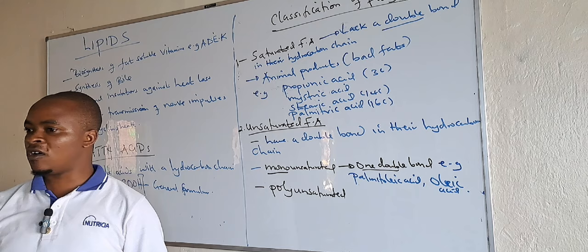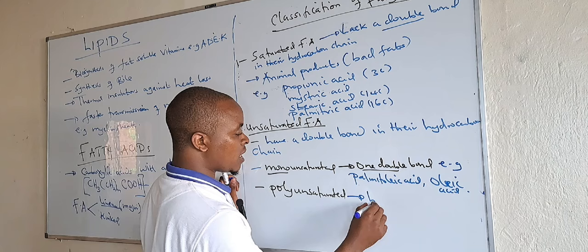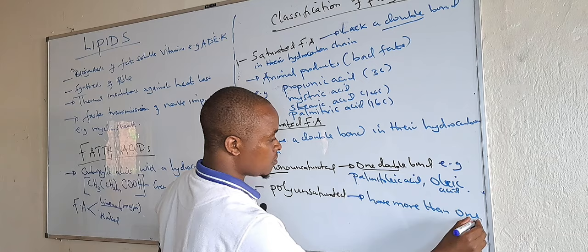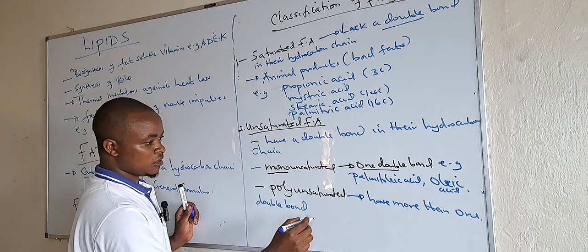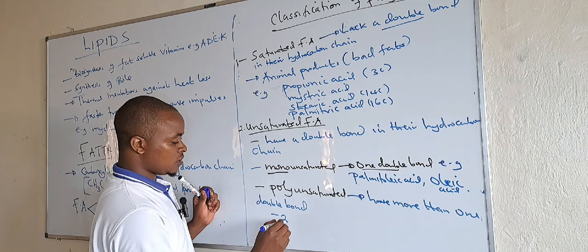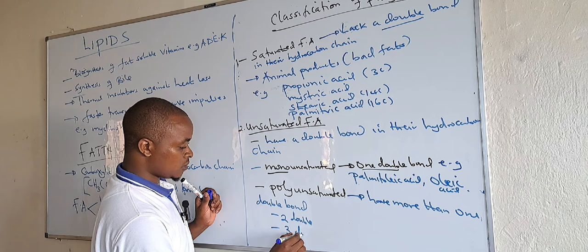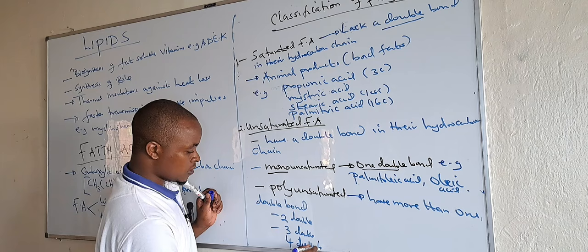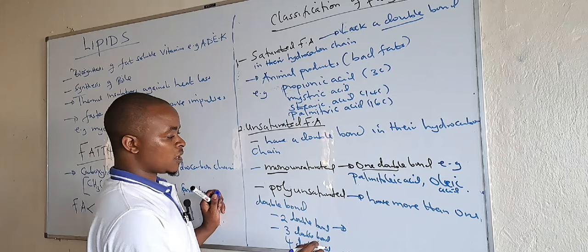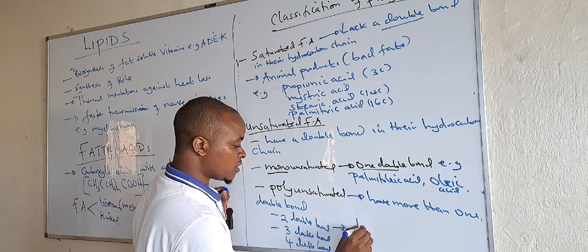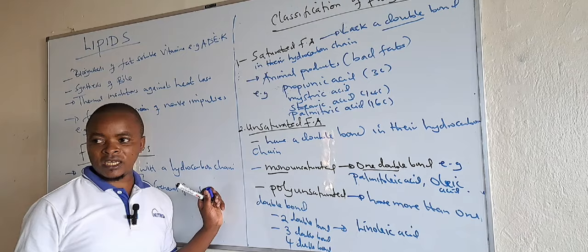Then polyunsaturated ones have more than one double bond in their hydrocarbon chain. There are those which can have two, those with three, and those with four double bonds. Linoleic acid is an example of an unsaturated fat with two double bonds.